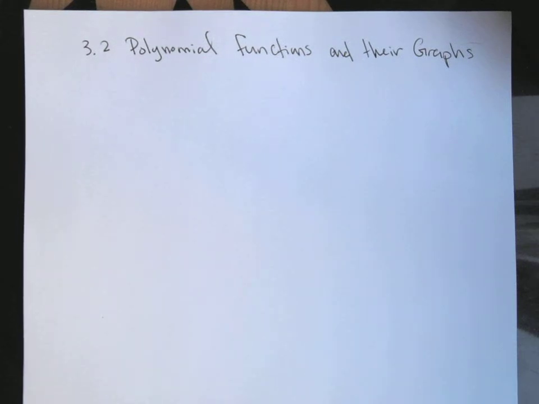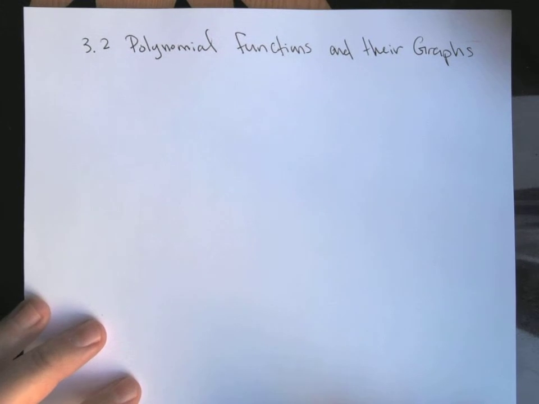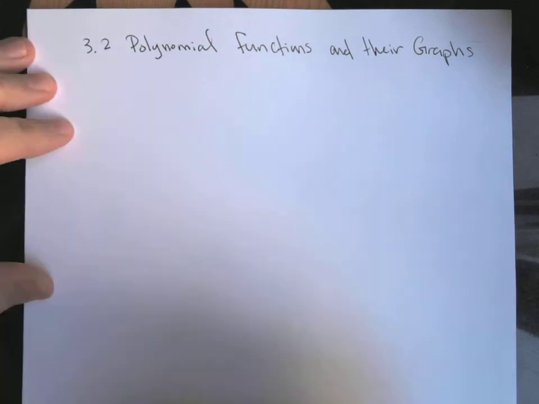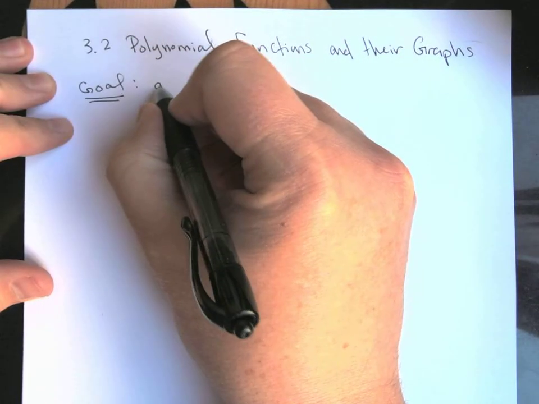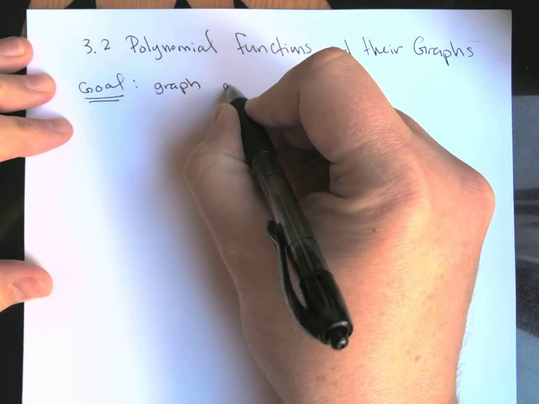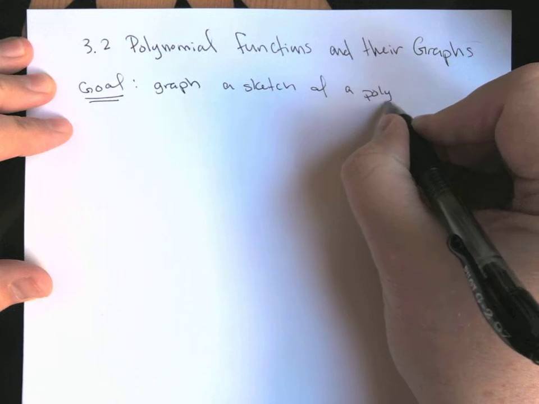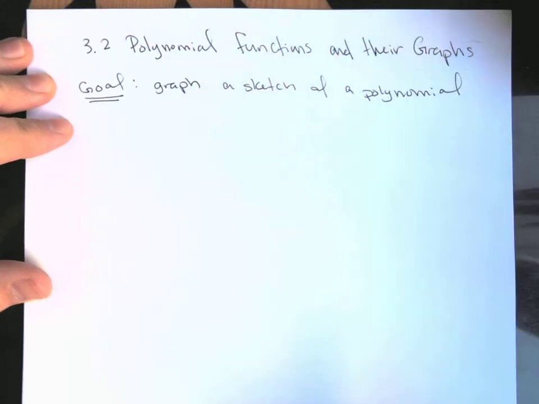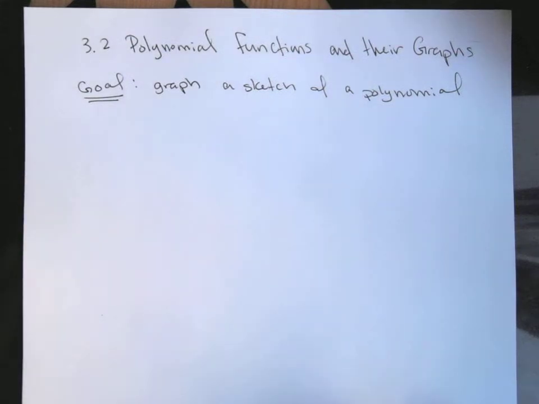And just like that, we've made it to 3.2. 3.2 is talking about polynomial functions and their graphs. The goal of the whole section is to graph a sketch of a polynomial. So be given a generic polynomial function and be able to go through a number of different steps, find different information about it, and use that information to make a graph. So it's just that one goal for the whole chapter.